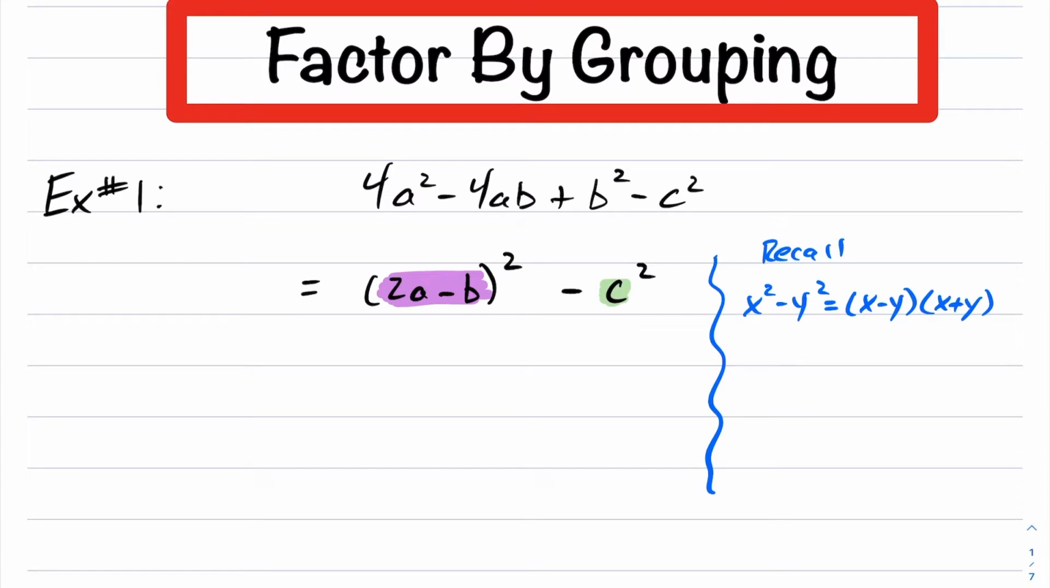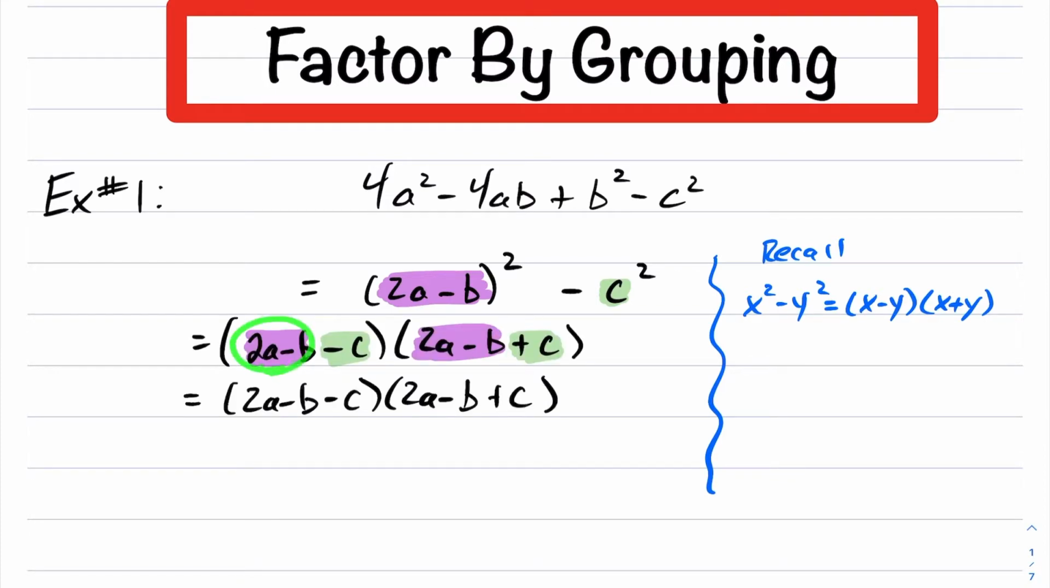Applying our formula, we get 2a minus b minus c, and then 2a minus b plus c. And take note here, I color-coded it for your x and your y with purple and green, and then just dropping those colors, you have your final answer here.